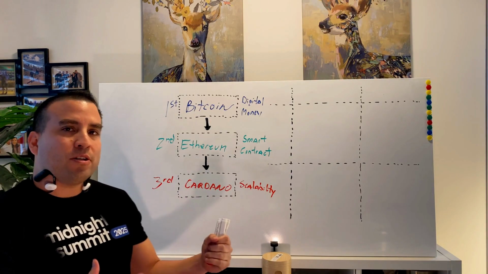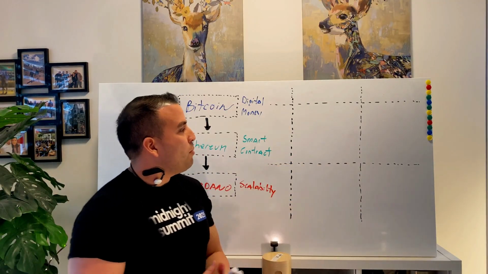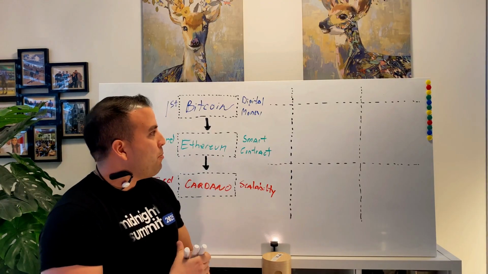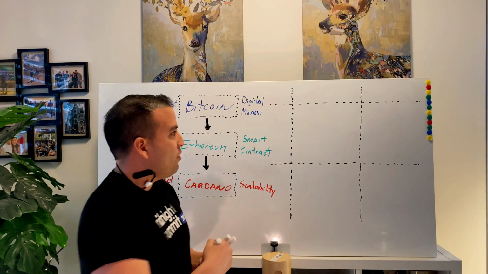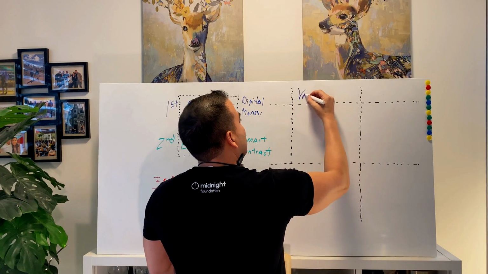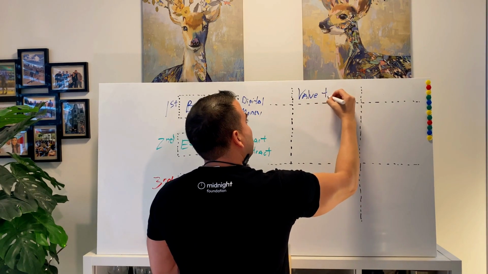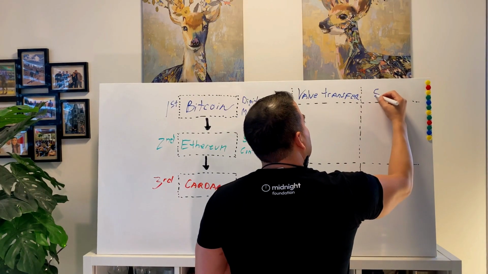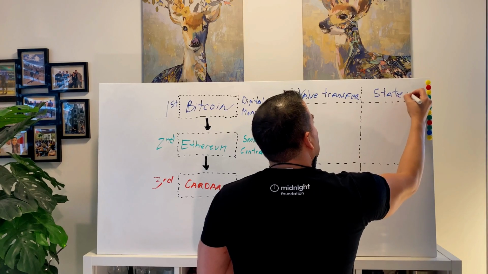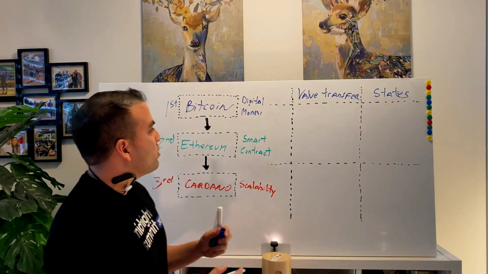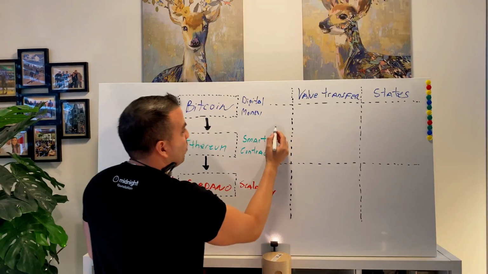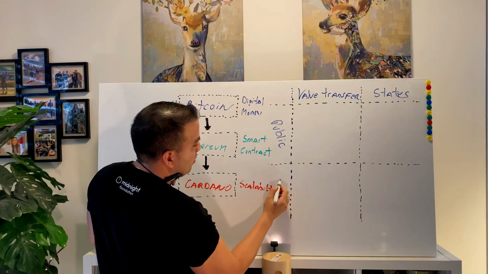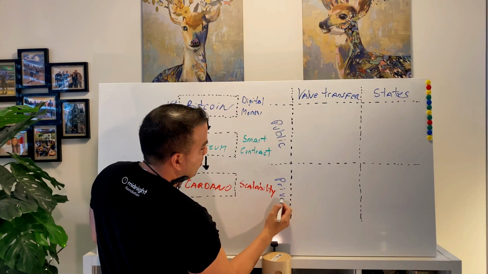Then, to understand this concept, we go into this 2x2 matrix. I call it the privacy matrix. So in the upper part, we have value transfer, and we have states, the states of the smart contracts. On the other side, we have public, and we have private.